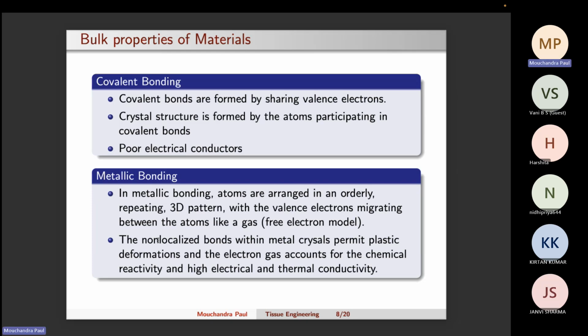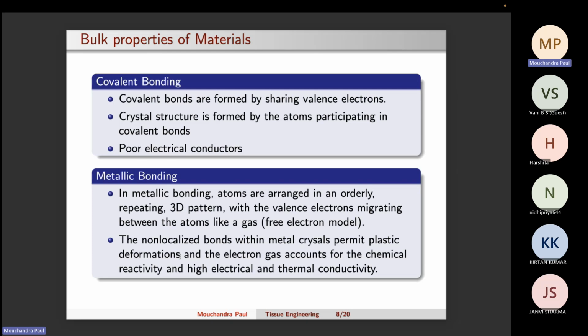The non-localized bonds within the metal crystals permit plastic deformation. Plastic deformation means the material extends so much. When you give some tensile force on the material, it extends, and it is in the elastic regime, which means when you remove the force, it will come back to the original length.